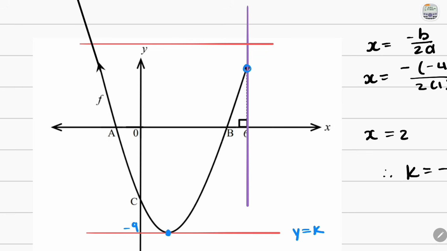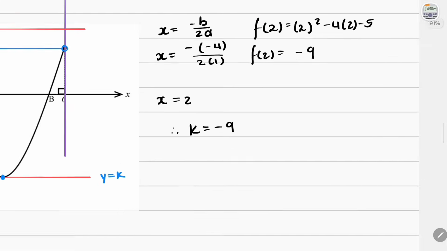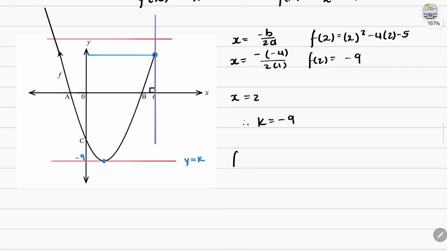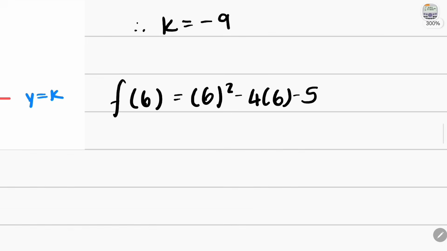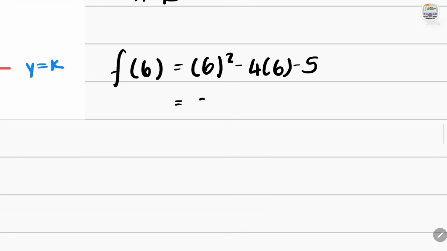Let's find out what exactly the y value is at this point. And we can see that this is where the x value is equal to 6, okay, because it's cut off at 6. So what is the y value at 6? We can do that by taking the graph of f and substituting 6. So we say f of 6 is equal to 6 all squared minus 4 times 6 minus 5. And this gives us 36 minus 24 minus 5.